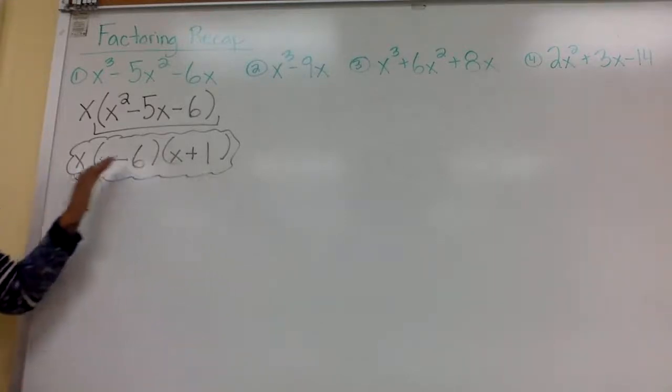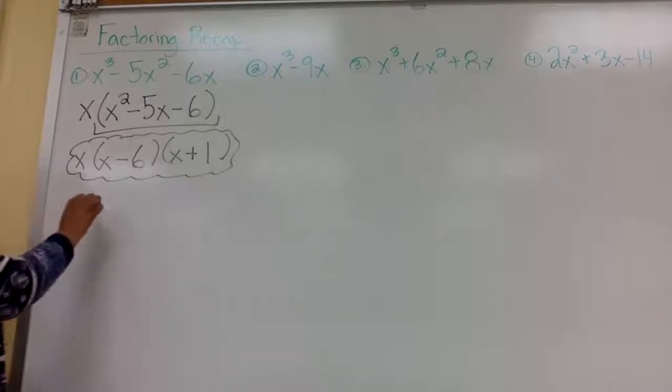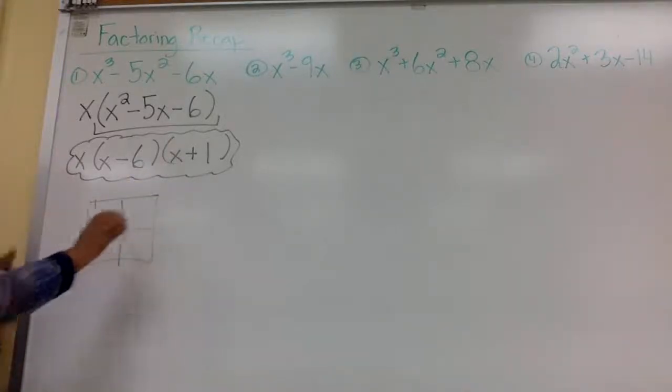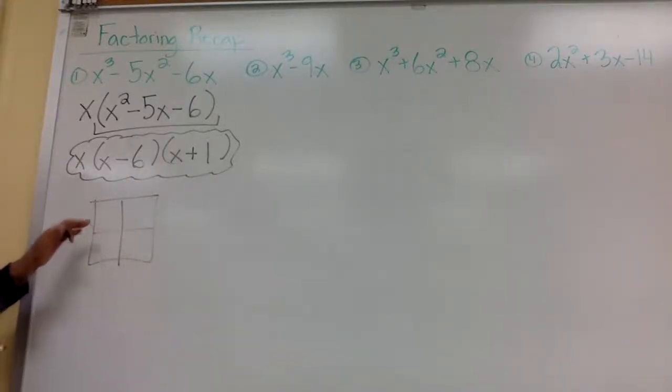If I were to go through and multiply all of this back out using the box method, so remember that, or the distributive property, it would give me my problem up there in the green.